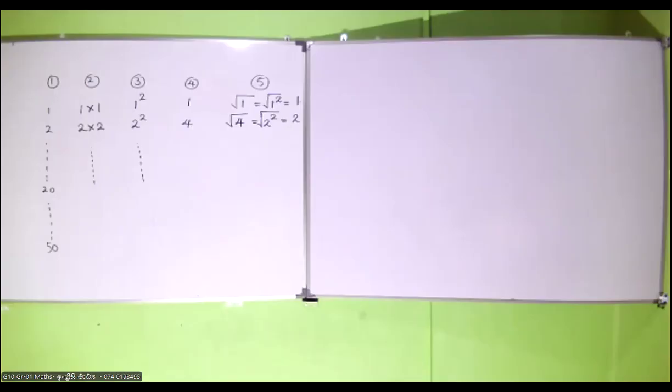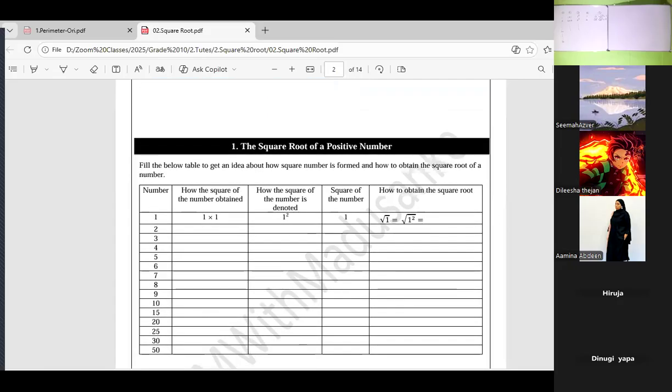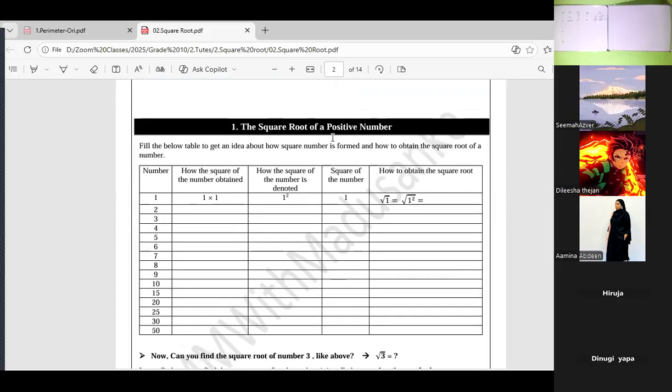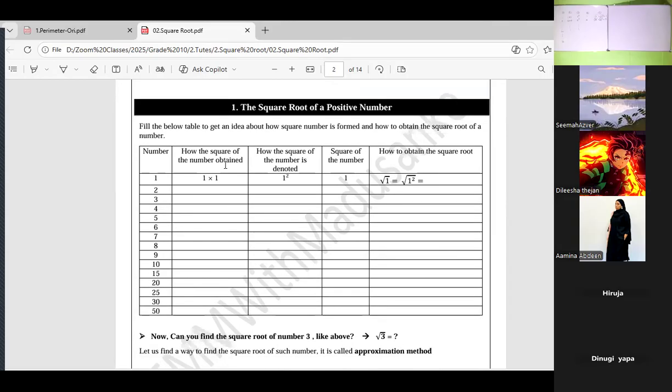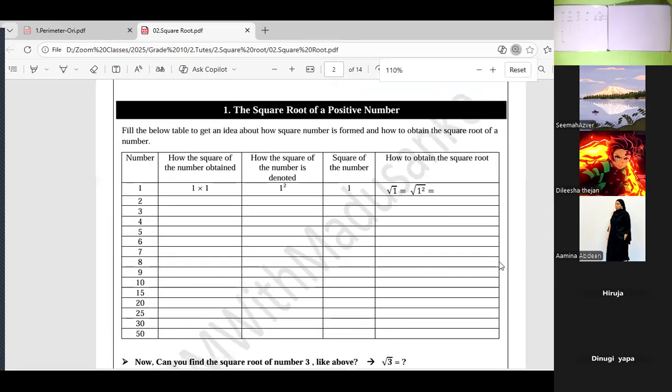Right, Pooja? Please write this, the square root of a positive number. Once you get the printout, you can fill it out. So, fill this table. Let us fill this table very fast. I have done it on the board. Okay, Pooja, okay. Yes, yes. Seema, yeah. I will explain it.